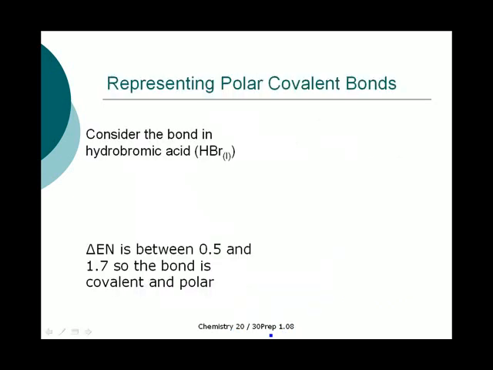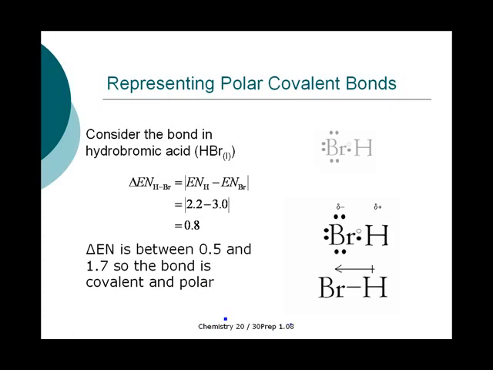And so here we're going to look at hydrobromic acid. When we do the math, we find the electronegativity of hydrogen, the electronegativity of bromine, and we subtract the two, and we take the absolute value. These vertical lines mean absolute value, and the absolute value is 0.8. Since 0.8 is between 0.5 and 1.7, the bond is called polar covalent. And when we draw it, we show that it's a polar covalent bond.